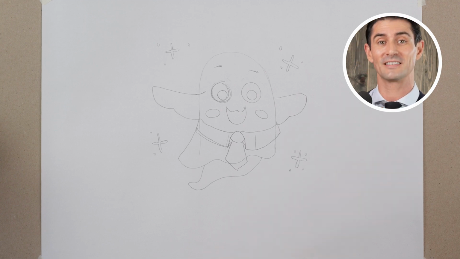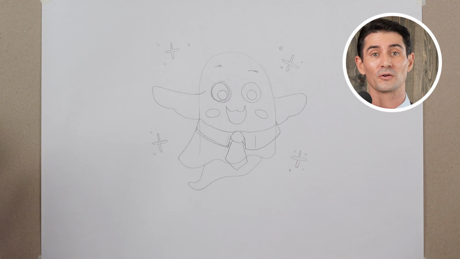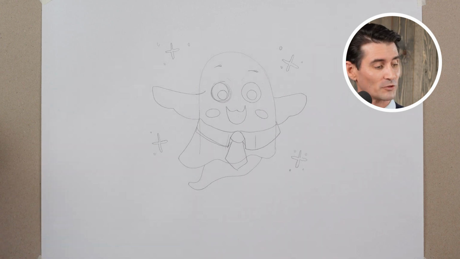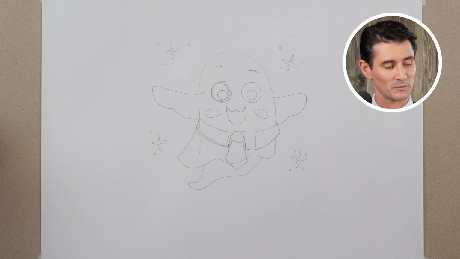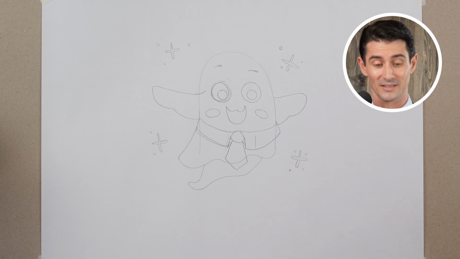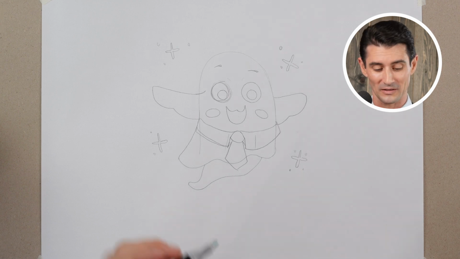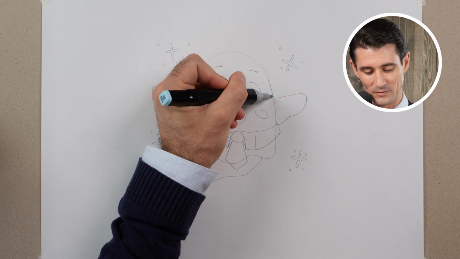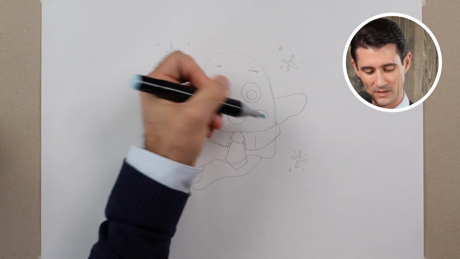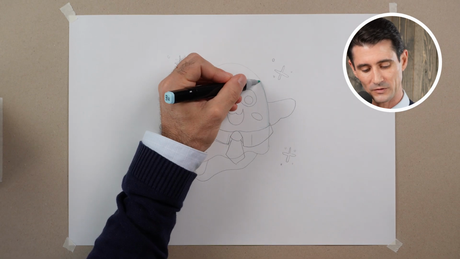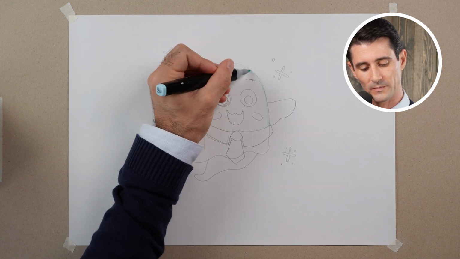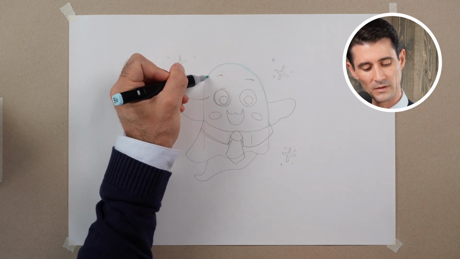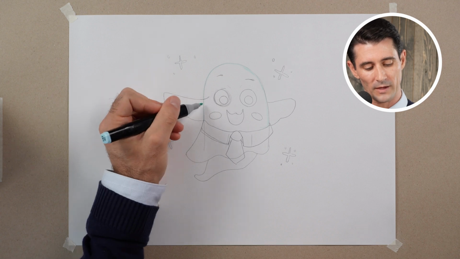Now, let's have some fun and color our ghost in. I was going to say let's bring some life to our ghost, but that would be pretty silly since ghosts, I don't think they're alive. They're not supposed to be. That's why they're a ghost. So let's color our ghosts in. And you can use markers, crayons, colored pencils, whatever you have.